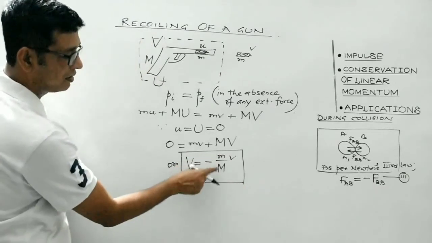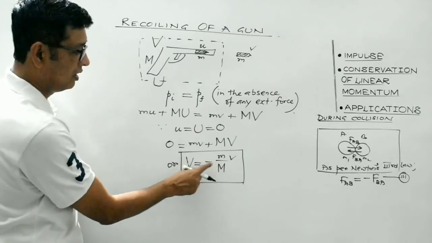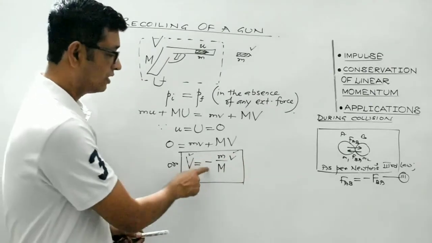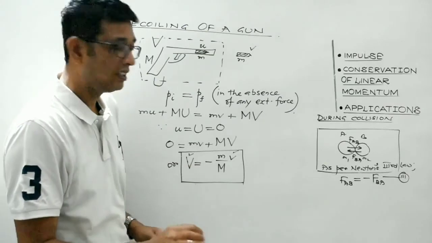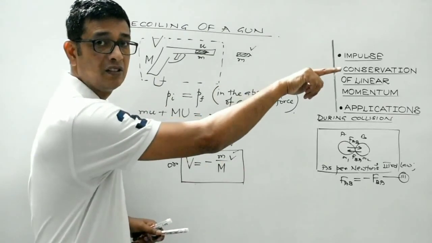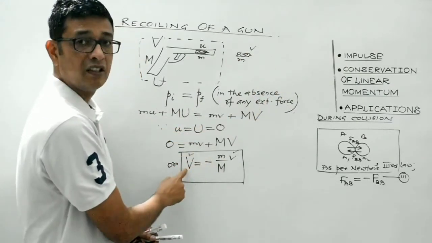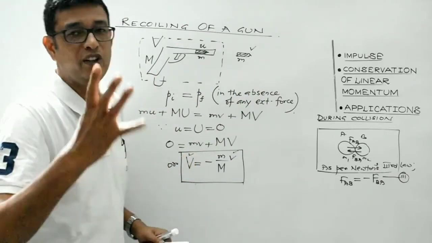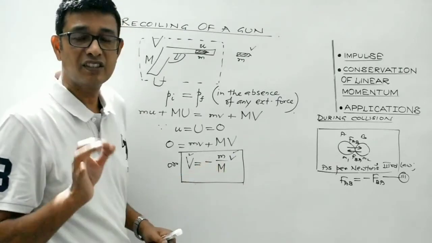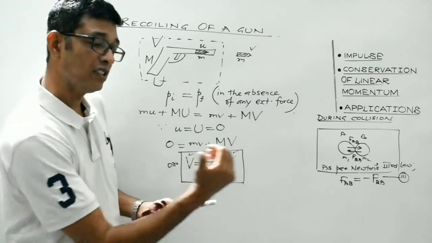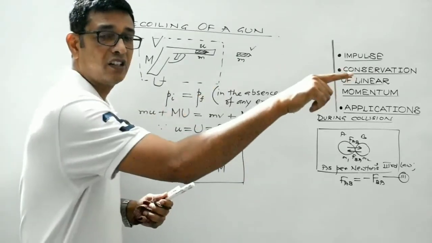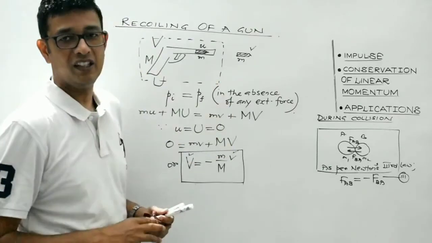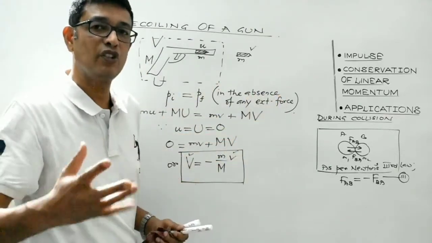Now look, masses don't have any direction, they are scalars. So this is velocity. The negative sign suggests that these two are oppositely directed. The negative sign is suggesting the very fact that if the bullet moves in the forward direction, suppose towards the positive x direction, then the gun will move towards the negative x direction. And this phenomenon is known as recoiling of the gun. So this negative sign suggests that the gun tends to exert a force in the backward direction. The bullet moves in the forward direction, the gun will exert a force in the backward direction. And that backward jerk is known as recoiling of the gun. So this is one of the applications of the law of conservation of momentum.